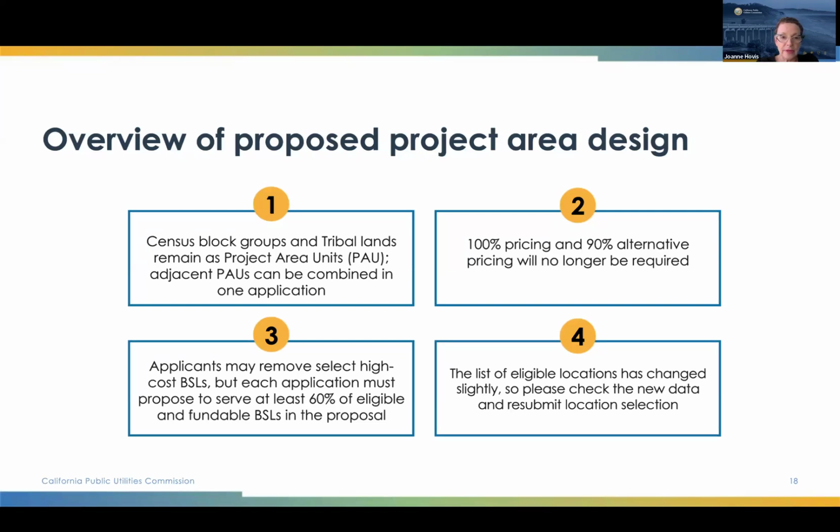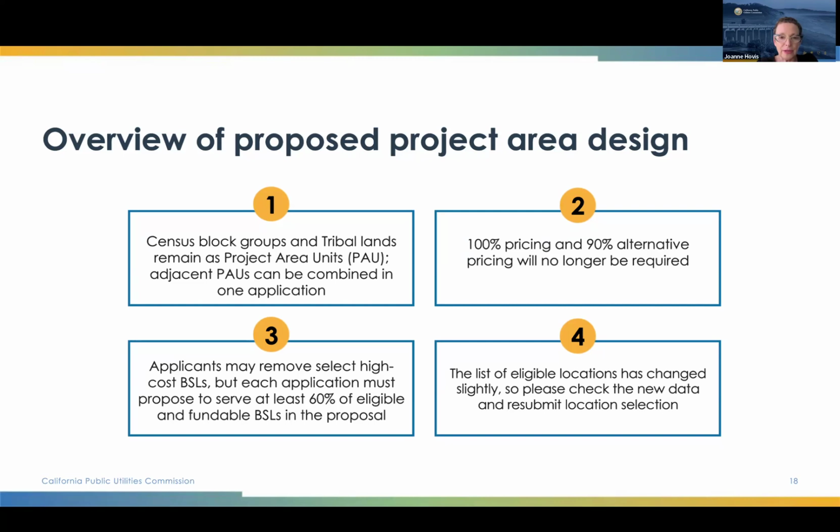Under the new rules, the federal government has mandated that states allow applicants to remove select high-cost locations from their applications. So applicants may do that. You do not have to apply for 100% of locations, but there is a requirement that each proposal proposed to serve at least 60% of the eligible broadband serviceable locations across the entirety of the proposal. So 60% across all the census block groups and tribal lands, or I should say 60% across all the project area units that are combined into that single proposal.